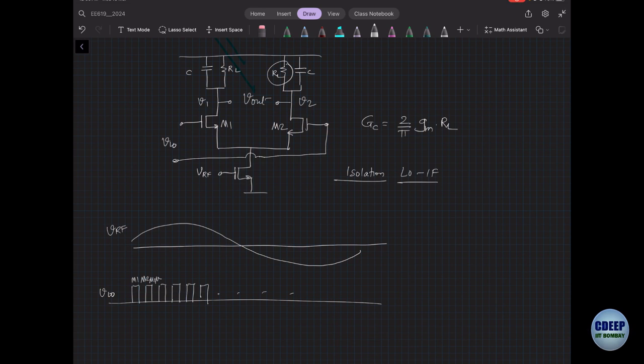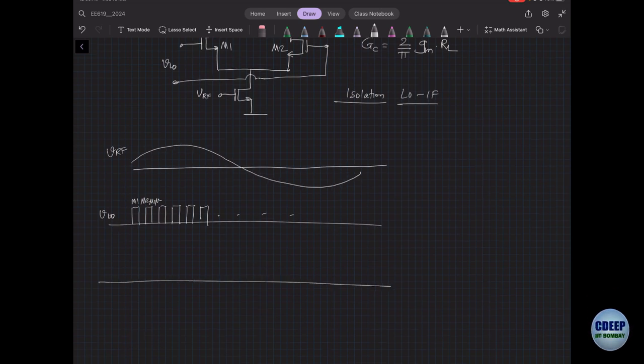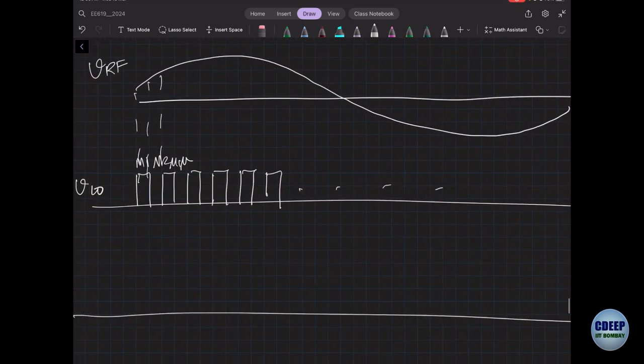Whenever M1 is on, the voltage will be low, right? And whenever M2 is on, the voltage on the other side will go low. So I think I will just draw it for you and then it will become very clear to you. Okay, so you would see something that looks like this. Is it clear?